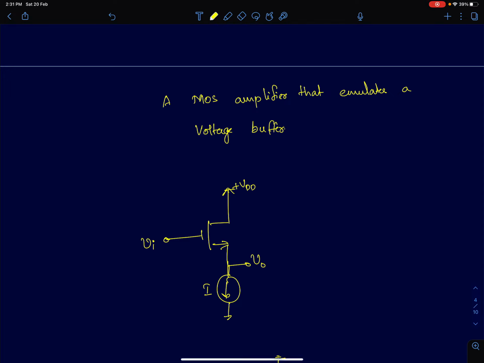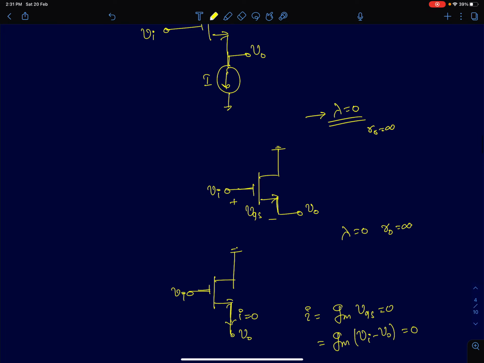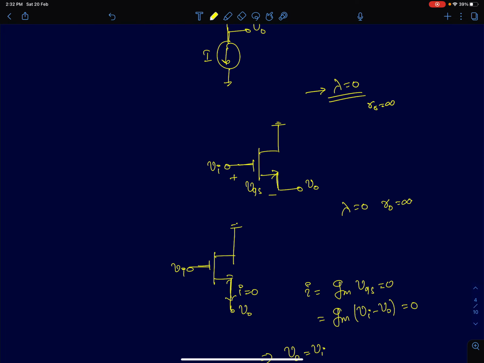So first, like any amplifier topology, we will try to find the intrinsic gain, input resistance and output resistance. First I am going to analyze the case where channel length modulation is not there, so lambda is 0 or R0 is infinity. We will find the intrinsic gain first under this condition. If R0 is infinity, the output node is an open circuit right now. For intrinsic gain I am going to choose load resistance to be infinity. So the output node is open.